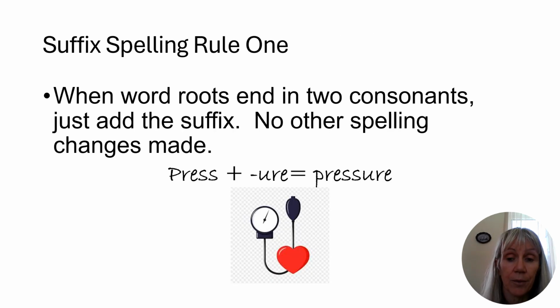Suffix spelling rule 1, the first rule for spelling suffixes. When word roots end in 2 consonants, just add the suffix. No other spelling changes are made. So let's look at the example of pressure, as in blood pressure, taking your blood pressure. Press, P-R-E-S-S, plus the suffix ure, U-R-E, pressure. No other spelling is needed to change.